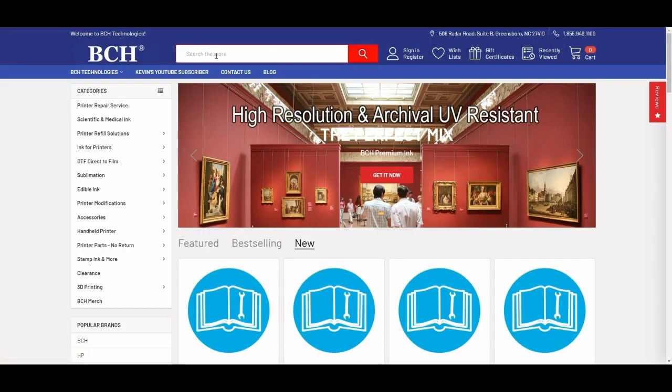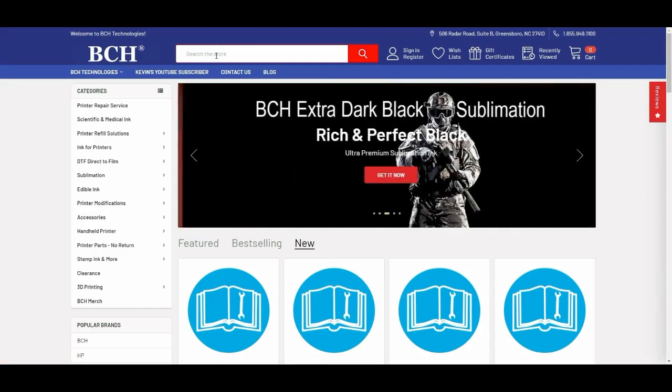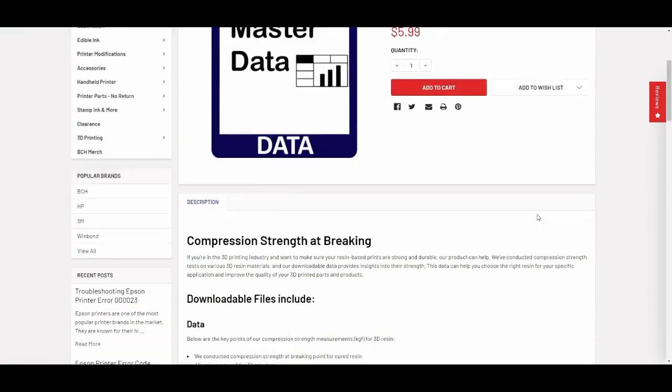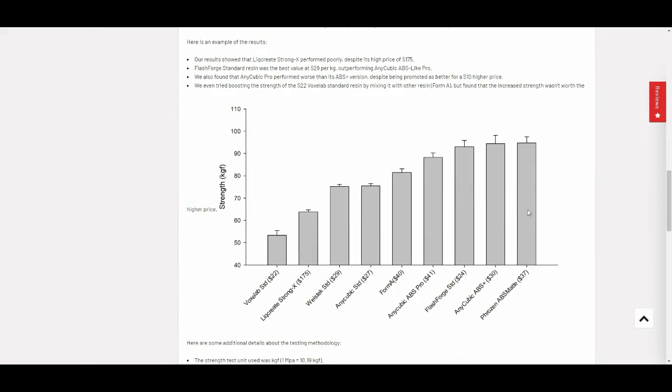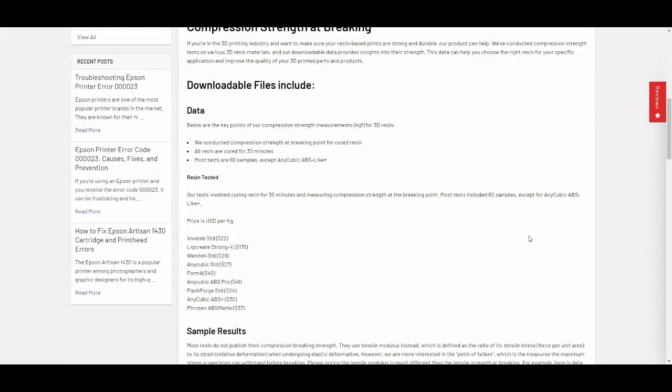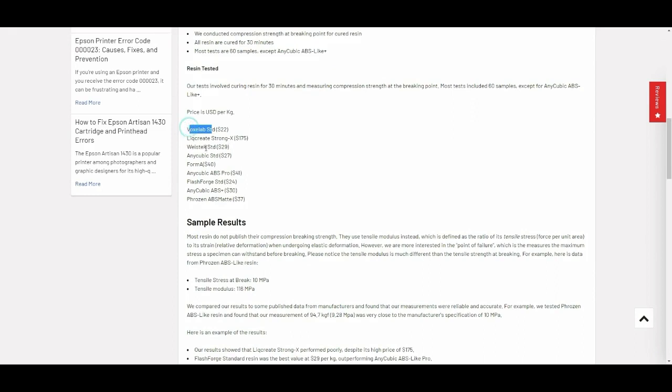For the testing result, you can go to bchtechnology.com and search for stress, and click open this compression stress at the breaking. Here is the result. I tested 9 resins and I'll keep testing and put more and more data. So right now I tested VoxLab and Liqcreate Strong, which is this video I'm talking about. I also put the price I paid per kilo.